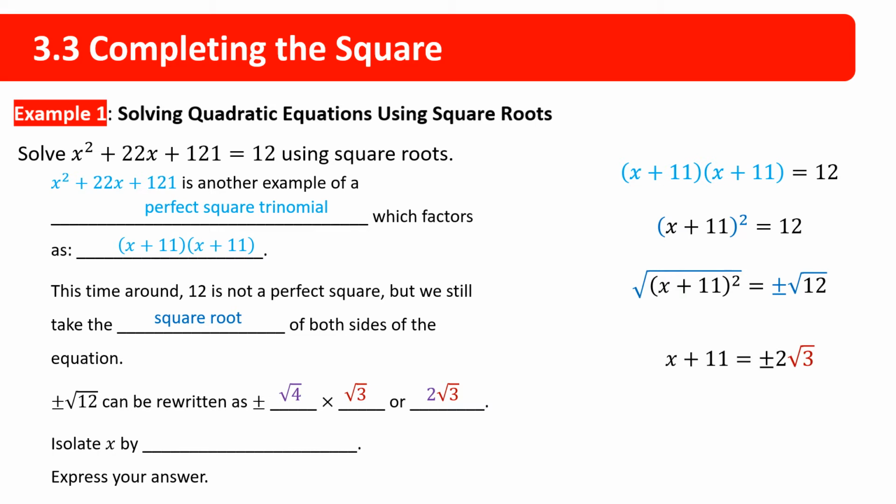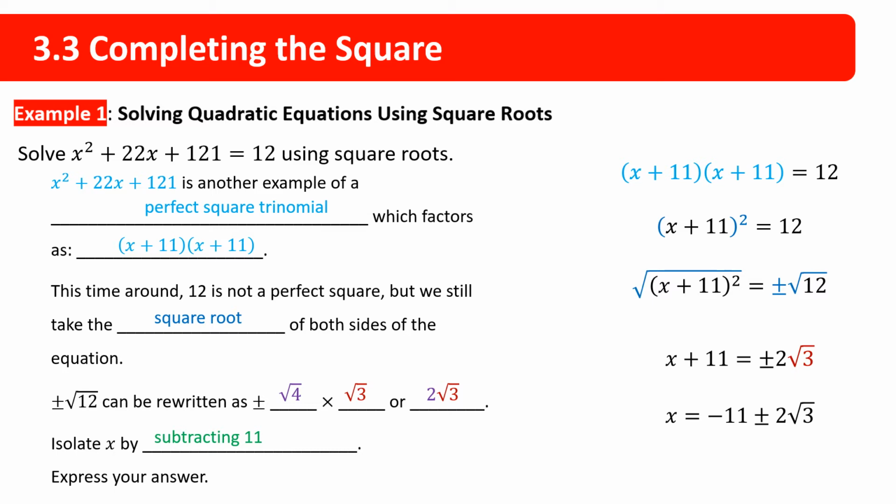So we have the ability, when we take the square root of both sides, to just simply have x plus 11 on the left, and we have plus or minus 2 radical 3 on the right. Now there's just one more step. We're going to subtract 11 over to the right.